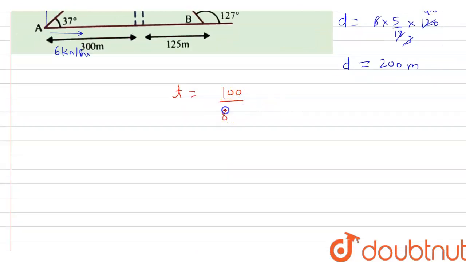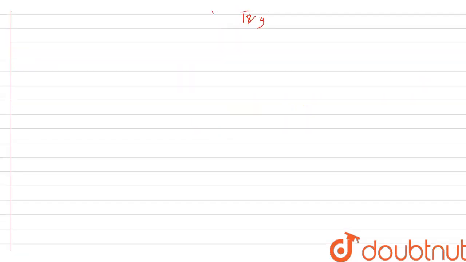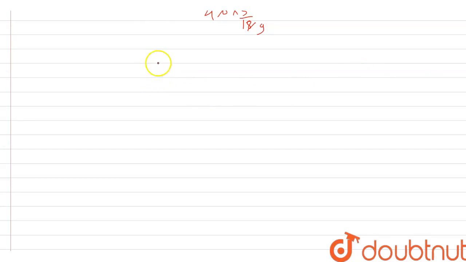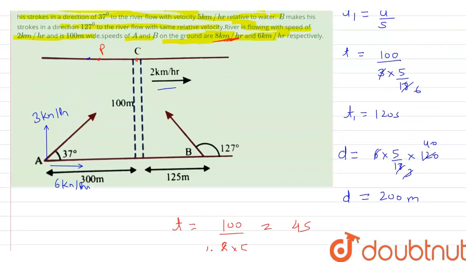So it is 8 into 5 by 18. So this will be times 4, this is 9, and this will come out here as 45 seconds. So total time taken by A, let us denote this by TA, is equal to 120 plus 45. So this will be 165 seconds taken by A to reach the point C.